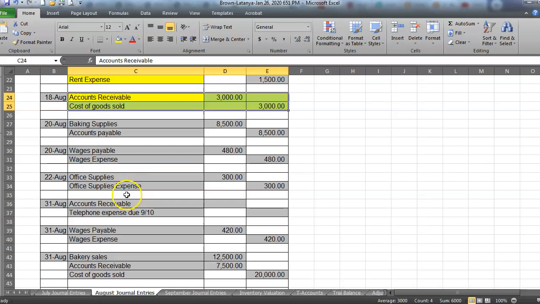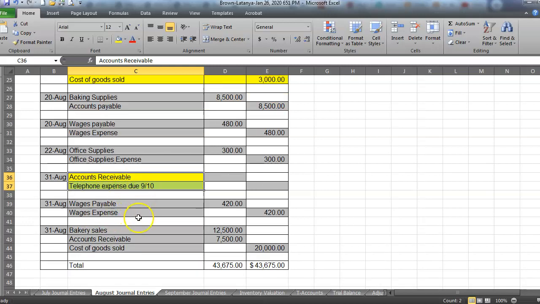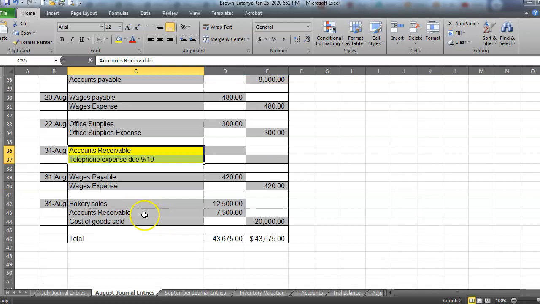Let's look at another transaction. This one here says telephone expense due. I'm not really sure what this is. I suspect you're trying to record the receipt of a telephone bill, in which case a receivable is absolutely not appropriate. You have to show a telephone expense and possibly a payable, depending on if you paid cash. So that entry needs to be looked at as well.